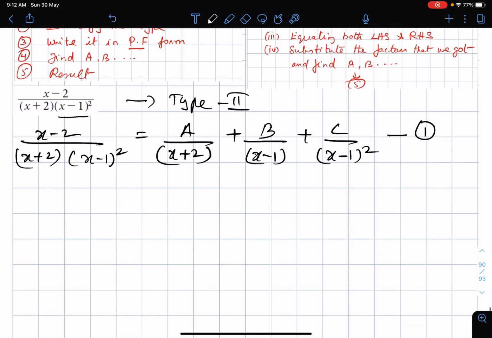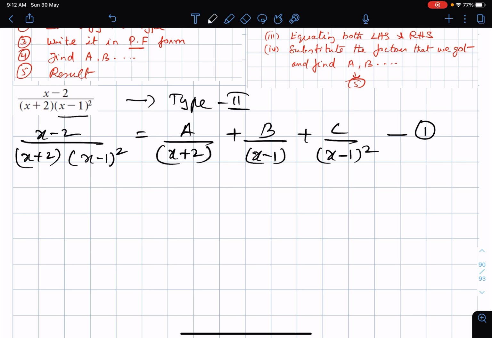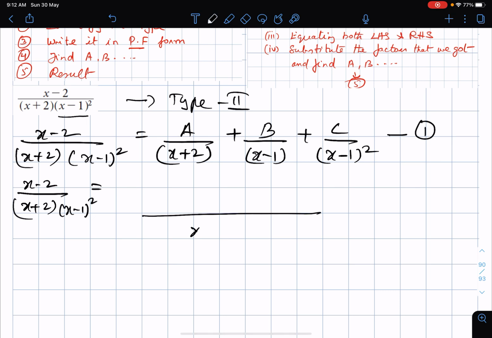Now for this you are going to take the LCM. (x minus 2) by (x plus 2) into (x minus 1) the whole square equals, you are going to take the common denominator. When you take the common denominator, you take the highest factor, so power 2. Here we can use a rough column. I am doing it side by side, but you have to do it below on the paper, then only it will look neat. This is for your understanding.